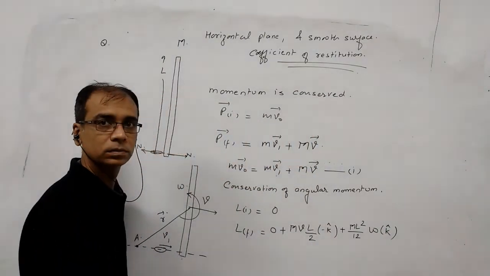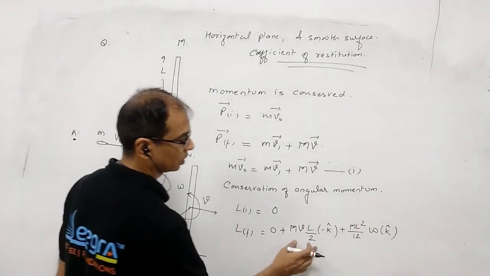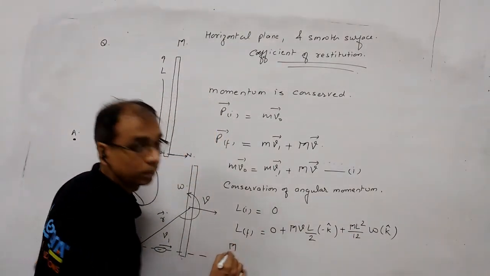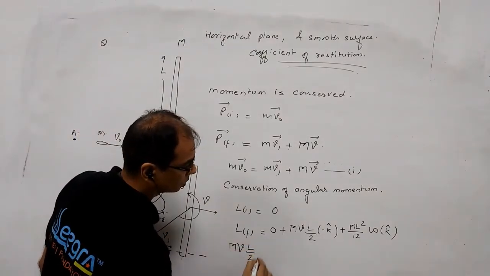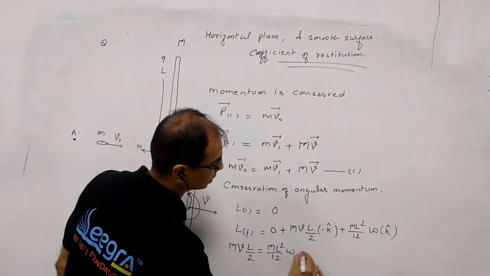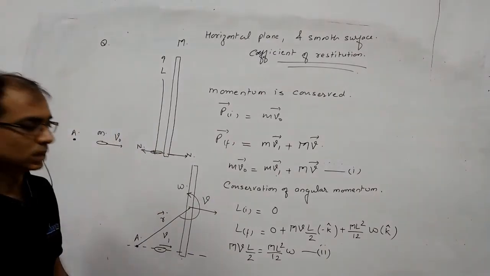Equate both. We got another equation. You see that? When we are equating both, this will be equal to this. One is negative, one is positive. So we can write M V L by 2 equal to M L square by 12 into omega. This is my second equation.